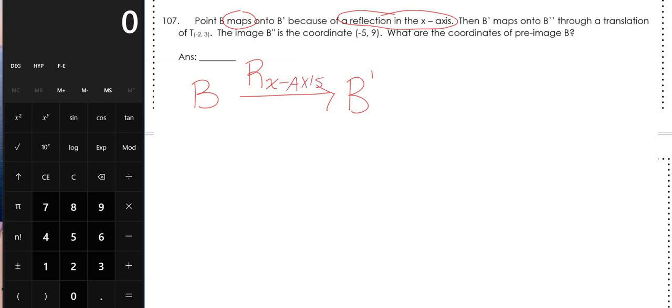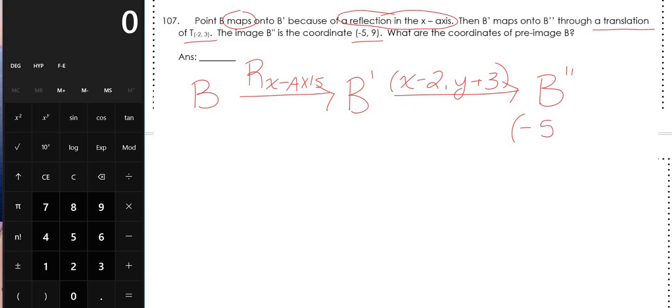Okay, and then B maps onto B double prime. So now we have a second transformation through a translation of T -2, 3. That's the same thing as saying x minus 2, y plus 3. And then it turns into B double prime. They're telling you the image B double prime is the coordinate -5, 9. So I'm going to put -5, 9 into my little visual here.